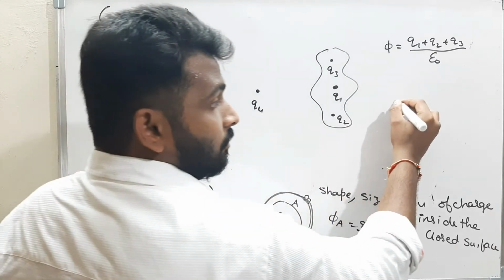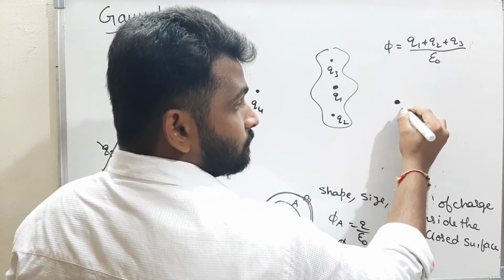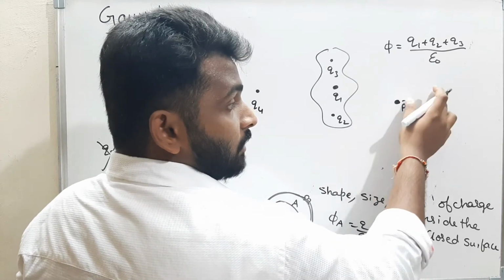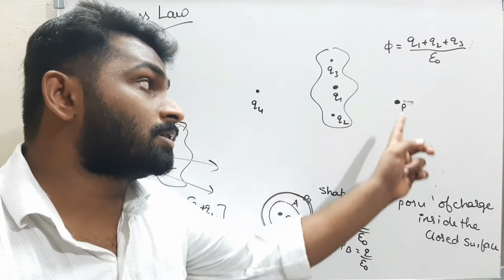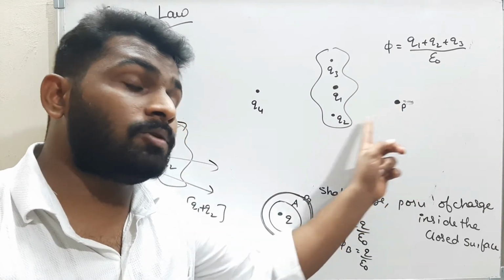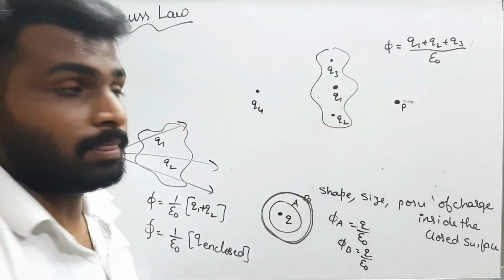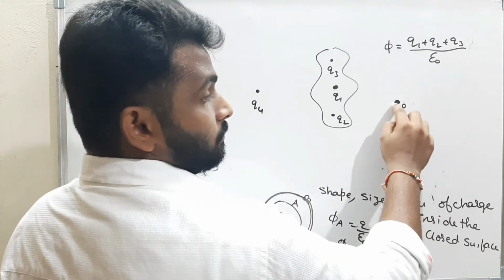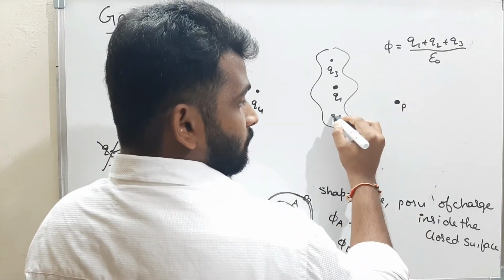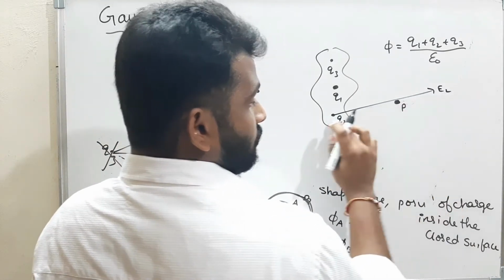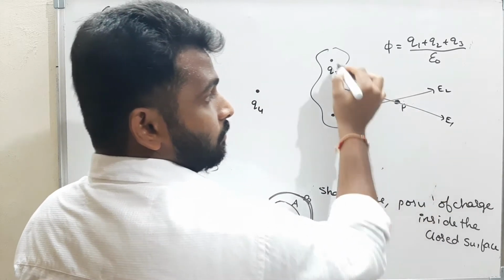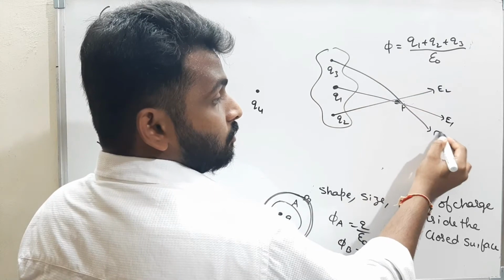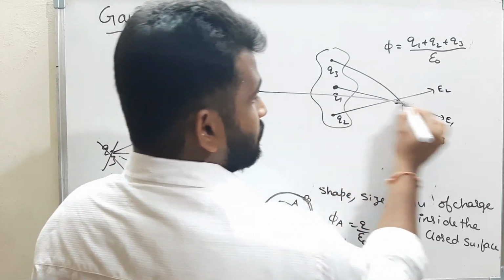Now the electric field. I want to find the electric field at this point. The electric field at any point is simply the net electric field due to all the charges. That means the electric field at this point P is due to this charge Q2, and due to this charge Q1, and due to this charge Q3, and even due to this charge Q4.